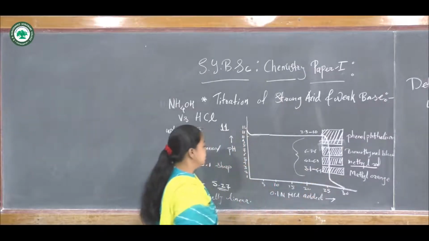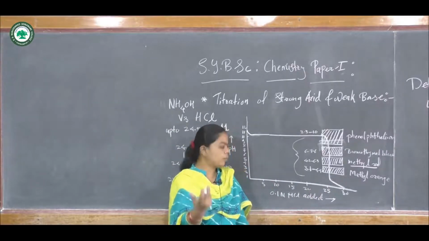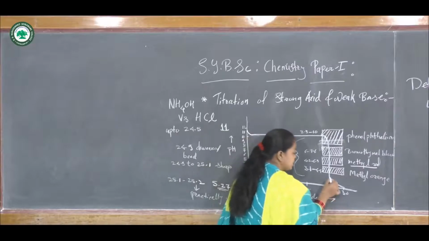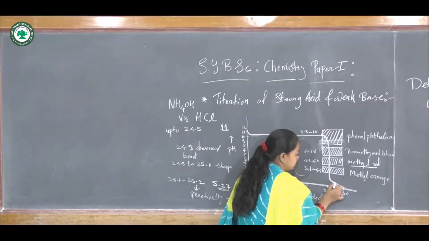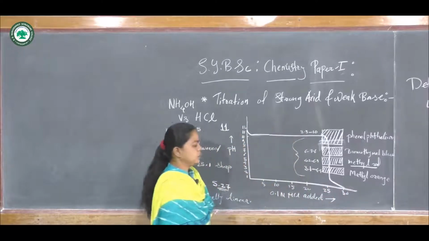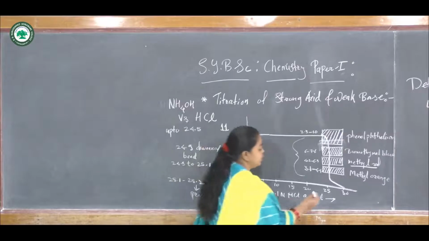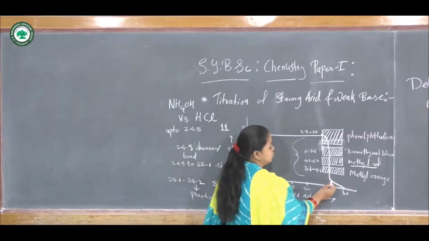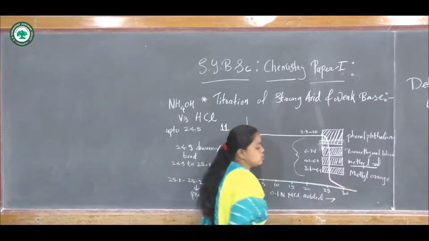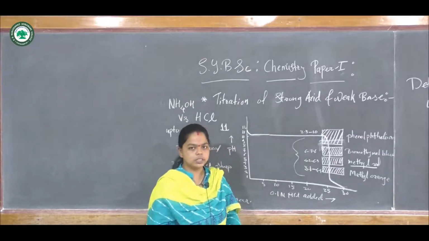Then from about 25.1 to 25.2, there is again a slight bend observed on the lower side of this curve, and above 25.2 from this point, there is no change in the pH observed. So practically it will give a linear graph.